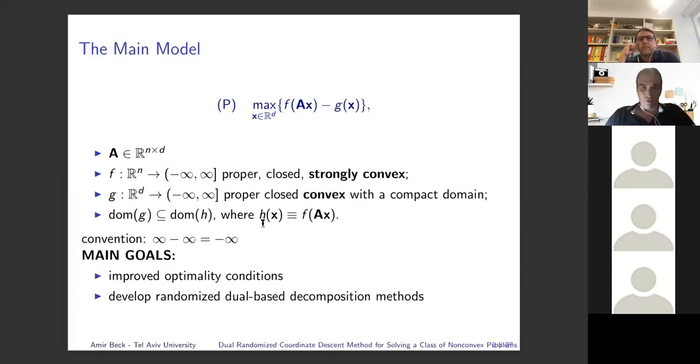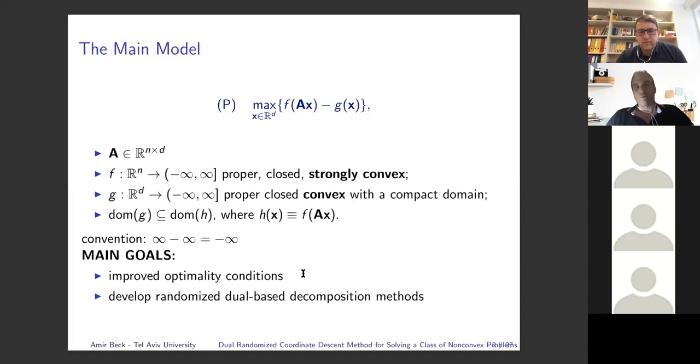So what are the main goals of this talk? First of all, we'll find improved optimality conditions. Of course, I will first have to explain what optimality conditions are, which are not improved, but we'll see later on. And develop some randomized dual-based decomposition methods for this problem. Of course, this problem is non-convex because when you take two convex functions and look at the subtraction, then of course it's not convex. So I will also have to explain what is a dual-based method for a non-convex problem.